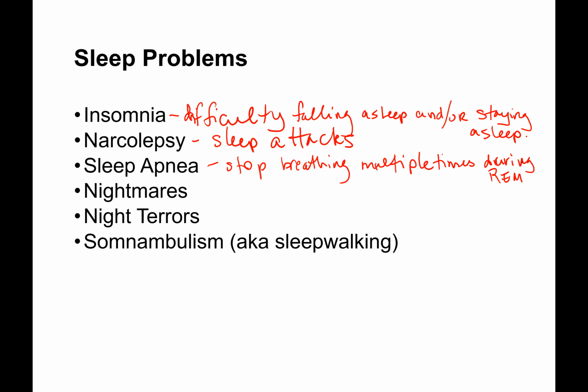Remember we talked about during REM where we have muscle paralysis? It's basically where the muscles stop moving, the signals stop being sent. Well, with sleep apnea, when the person slips into REM, the trachea, the tube that allows the air to go to and from, actually collapses onto itself. And so the person actually stops breathing.